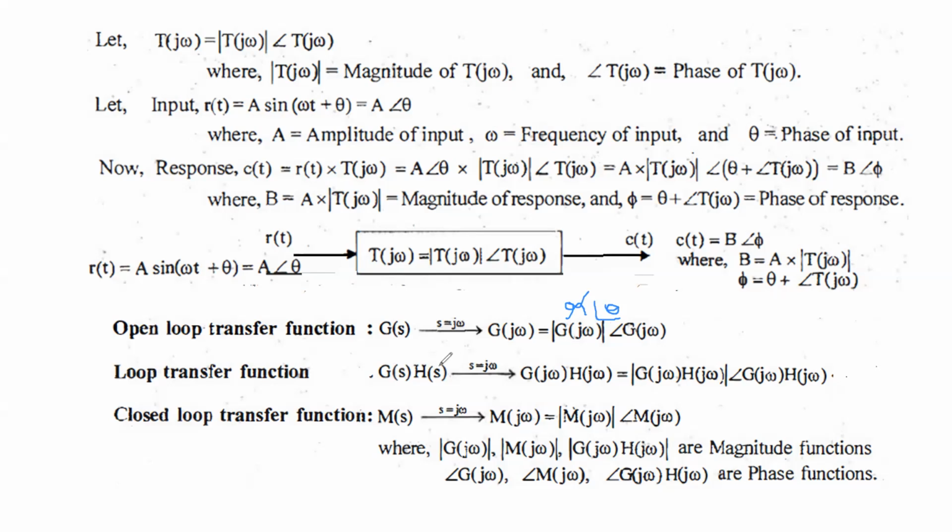For the loop transfer function G of S into H of S, similarly the magnitude is r1 into r2. Then the angular part has an angular component from G as well as an angular component from H, that is the feedback. Similarly, for the closed loop, let the closed loop transfer function be represented by M of j omega. This is very important. Then we again have the magnitude part as well as the angular part, the magnitude function and the phase function.